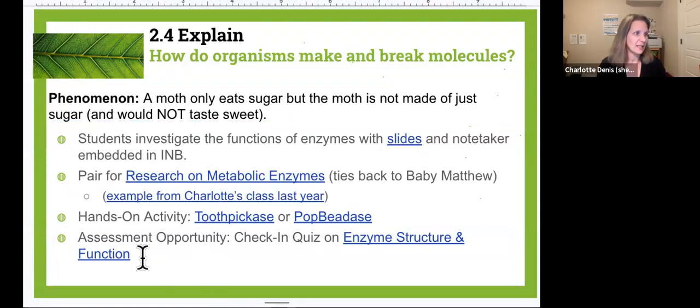And then we've written just a quick check-in quiz. This one is listed in GoFormative, which is now just called formative.com, enzyme structure and function. I use a quick Canvas quiz as a check-in, just so that students have an idea about where they are in terms of the content. I don't score it for a grade, but I give it to them as a formative opportunity to see where they are.